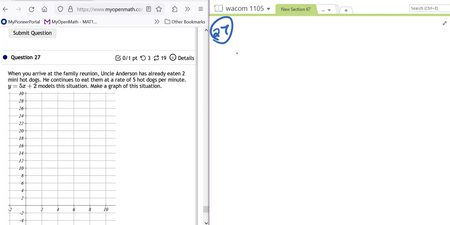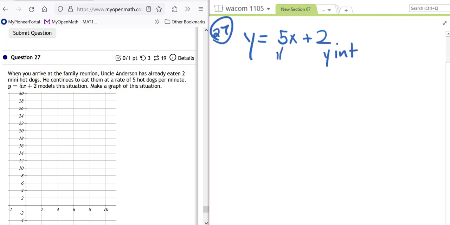That rate is your slope, which you see here. And he's already eaten, so your starting point is 2. Right? They just want you to do the graph. So he had already eaten the 2. That's your starting point. This is your y-intercept. Your slope, which is your rate, is 5 over 1. So again, watch your scale.